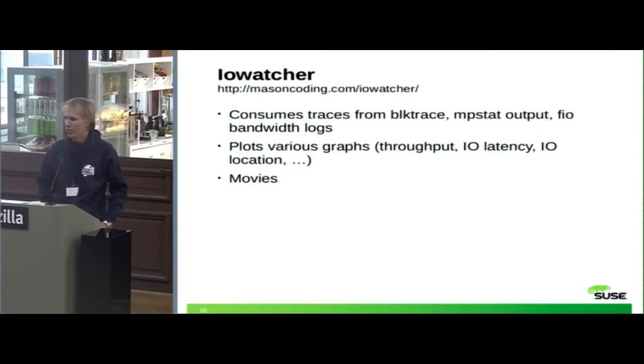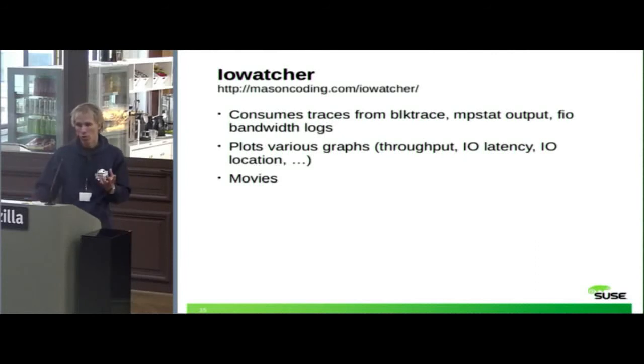Now, another tool is iowatcher. It was written by Chris Mason. The address where you can find and download iowatcher is there. There is a Git repo on kernel.org. It consumes traces from blktrace. I will speak about blktrace a bit later.